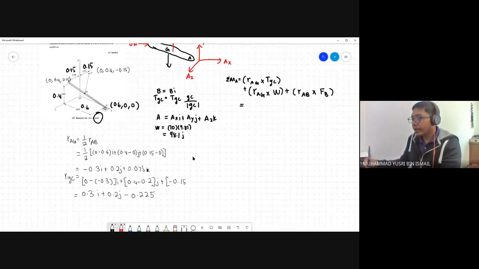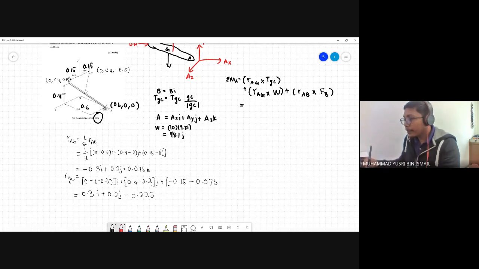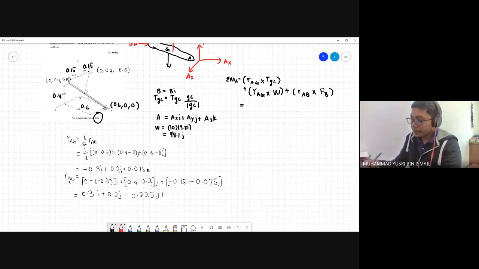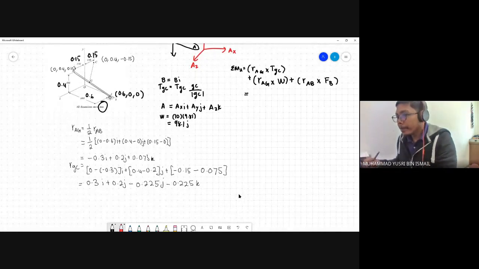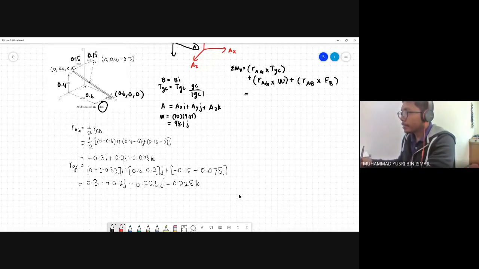Okay, negative 0.55 K minus with 0.075 plus this is J plus with negative. Okay. So now what else? We can begin our moment calculation.